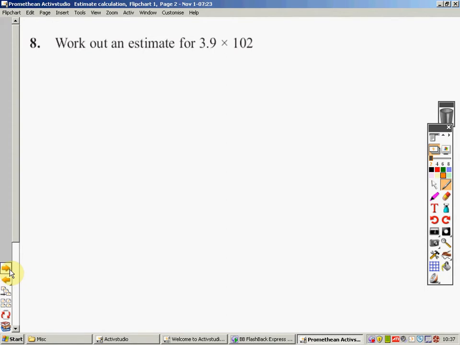Here's one for you to have a go at. I've not included the division in this one just to get you started. You have a go at it. Press pause now.